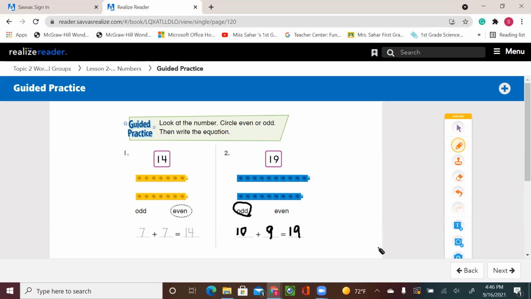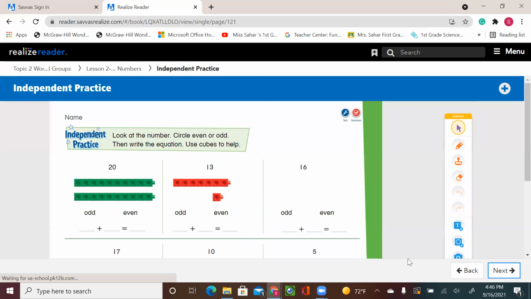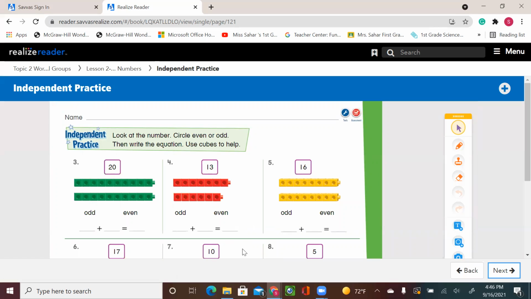Okay, so you're going to go to the next page, and you're going to do the independent practice. What are you going to do? Page 63, you look at your number, you look at the picture of the cubes that you have. If there are two equal parts, that will be even. And then you're going to count how many in the first row, how many in the second row, and you're going to write it down. But if it's not equal parts, that means it's odd, and you're going to count the first row and the second row, and then you put your total.